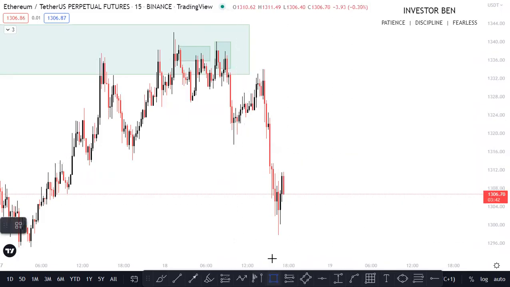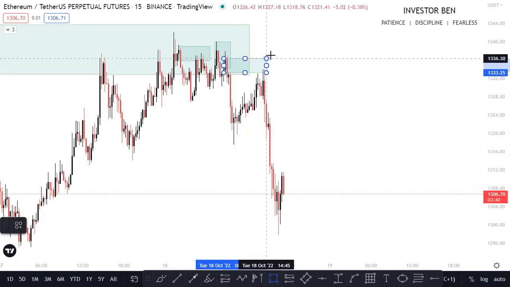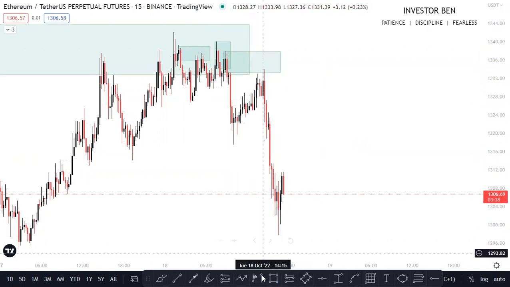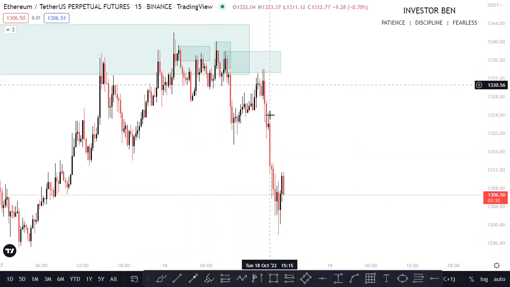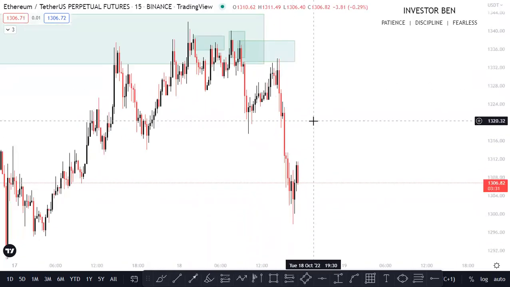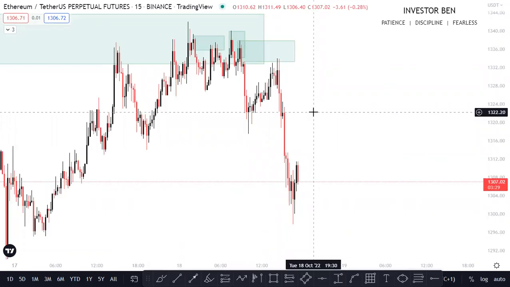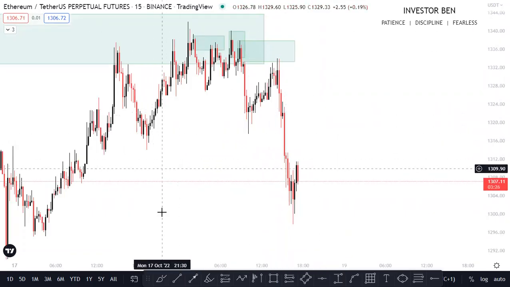And as price is selling to the downside, we also had another order block, a bearish order block. After selling from it, price came back and traded inside of it before selling to the downside, right? So these are what your order block formations are. Now let's look at bullish order blocks.